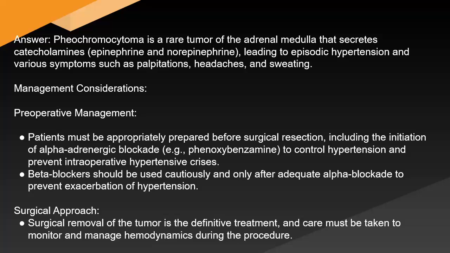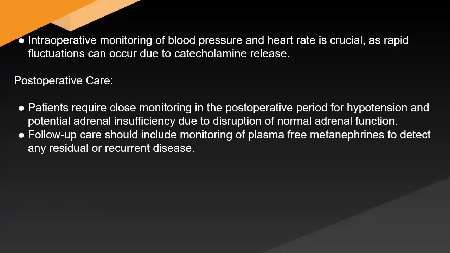Management considerations. Preoperative management: patients must be appropriately prepared before surgical resection, including the initiation of alpha-adrenergic blockade, e.g. phenoxybenzamine, to control hypertension and prevent intraoperative hypertensive crises. Beta blockers should be used cautiously and only after adequate alpha blockade to prevent exacerbation of hypertension. Surgical approach: surgical removal of the tumor is the definitive treatment, and care must be taken to monitor and manage hemodynamics during the procedure. Intraoperative monitoring of blood pressure and heart rate is crucial, as rapid fluctuations can occur due to catecholamine release.